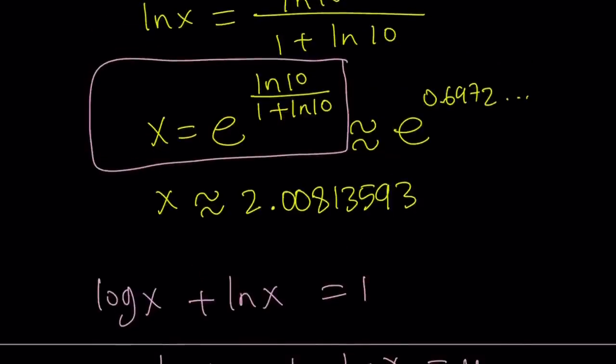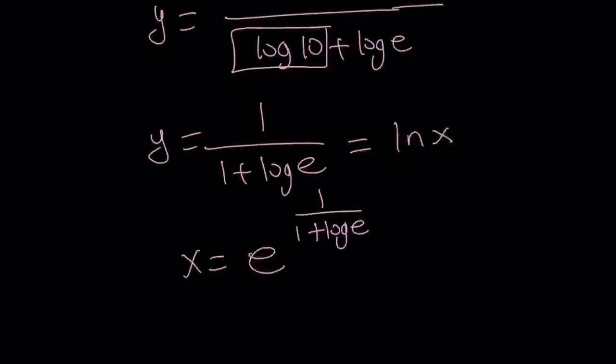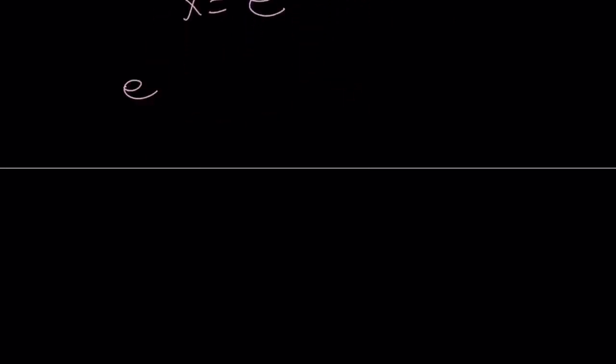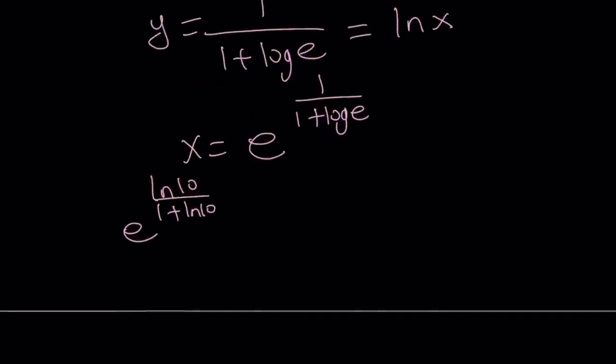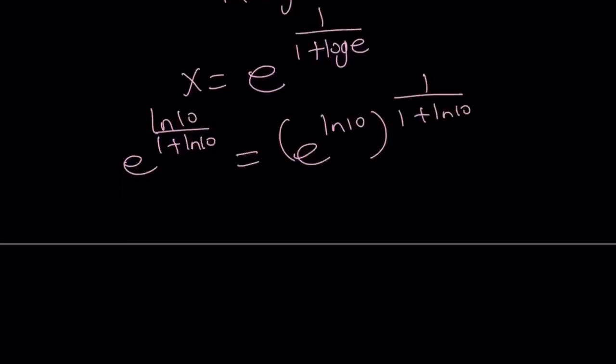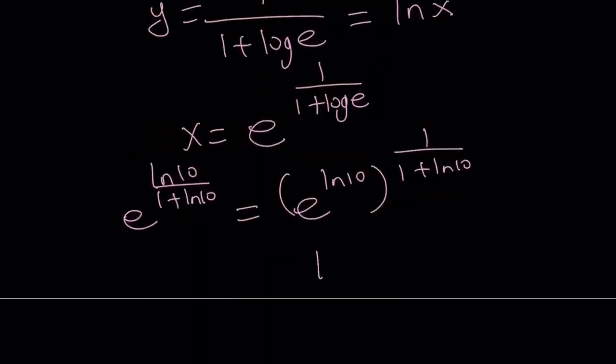So this equation gave me e to the power ln 10 over 1 plus ln 10. Let's take a look at that. Now here's the thing. I can basically write this as e to the power ln 10, to the power of 1 over 1 plus ln 10. And I just want to tell you, e to the power ln y is always y, or e to the power ln z is z. So this just becomes 10 to the power 1 over 1 plus ln 10.